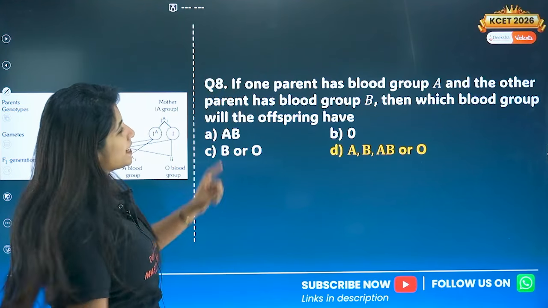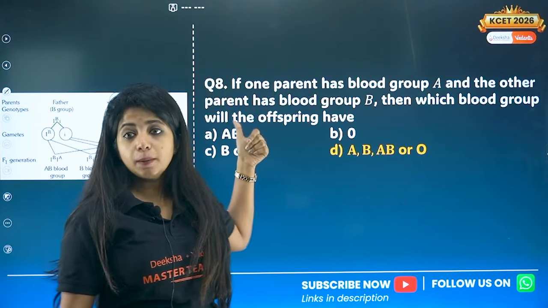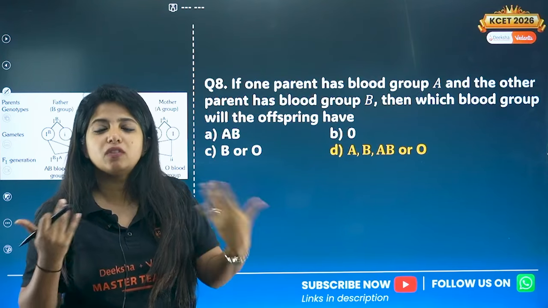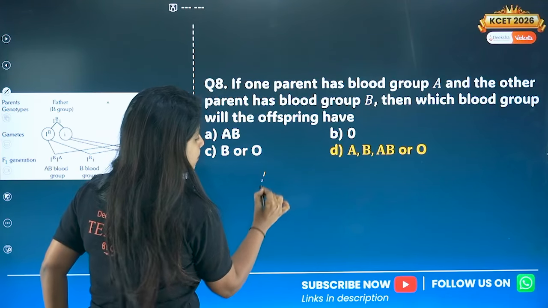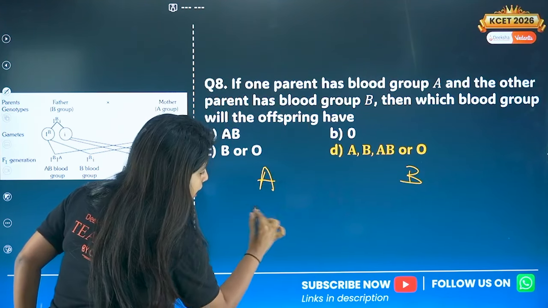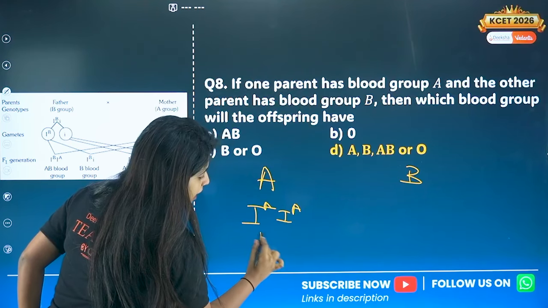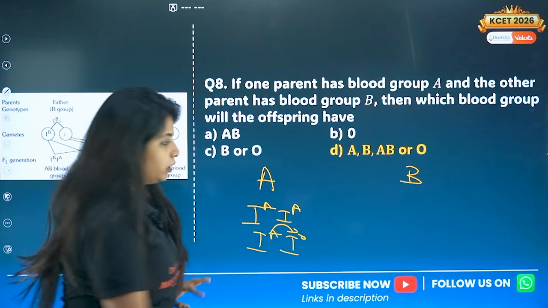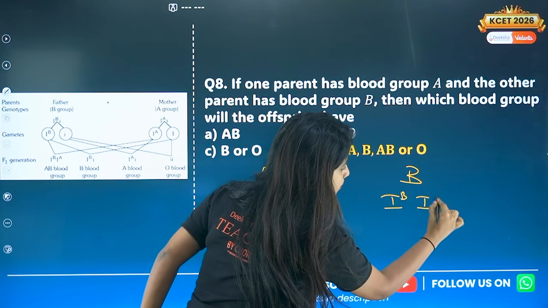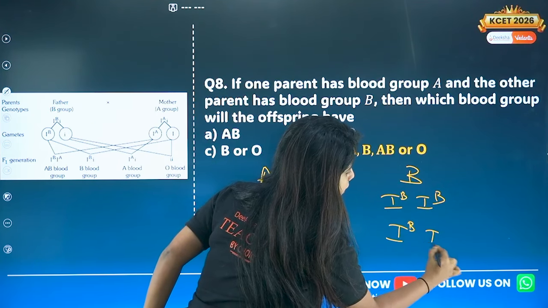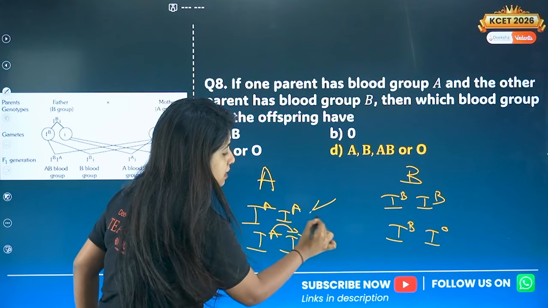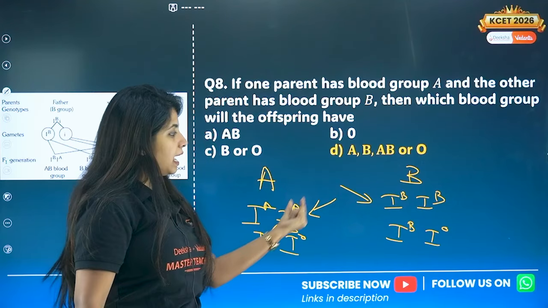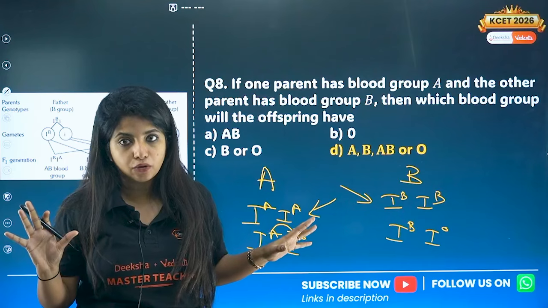Now question number 8. If one parent has blood group A and the other parent has blood group B, then which blood group will the offspring have? That means the baby, what blood group will it have? Over here, A and B is there. Listen, A blood group can be like this, it can also be like this. Why? Because A is dominant over O, so anyway, it will be A blood group only. Similarly, B blood group can be like this, or it can be like this, right? Suppose the parent is A like this and B like this. Whatever offspring will be formed, they will have one A and one B. That means all of them would be AB blood group, right?